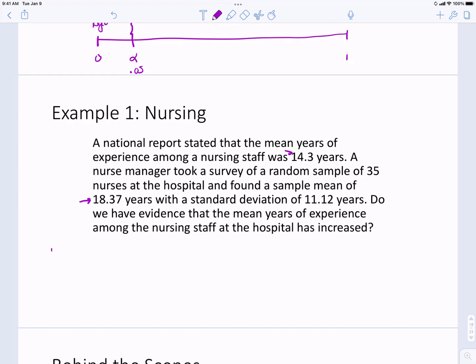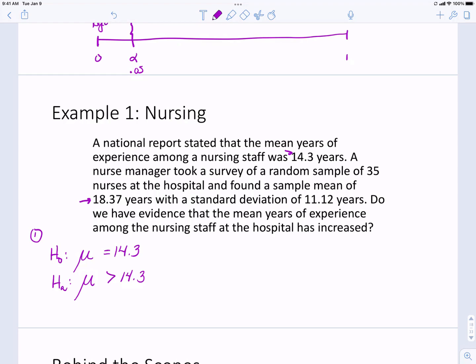So we start with our hypotheses. Our null hypothesis is that the mean has not increased. It's still the same, it's still the status quo. Now, this is the symbol for mean. It's the Greek letter mu, M for mean. So the mean is still 14.3. But our alternative, what we think might have happened, is that the mean has increased. In other words, the mean is now greater than 14.3. All right, so that's step number one, our hypotheses.